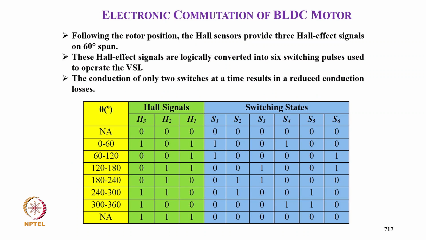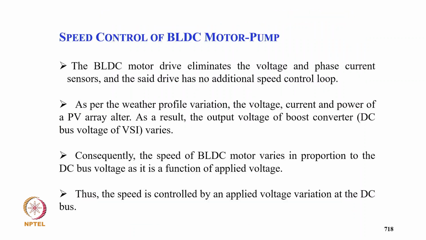These are of course the electronic commutation of the BLDC motor, where we have Hall signals and switching signals, which we already discussed earlier. Now coming to speed control of the BLDC motor solar pump, the BLDC motor drive measures the voltage and phase current sensors, and the drive has no additional speed control loop. As per the weather profile variation, the voltage, current and power of the PV array alter.